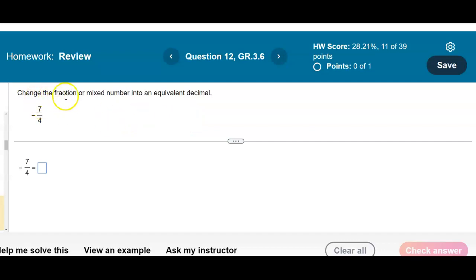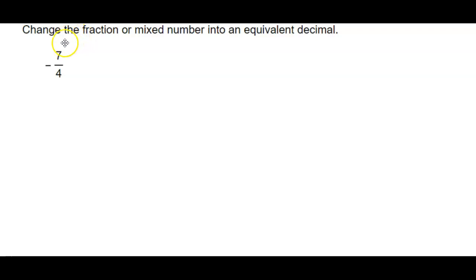In this question, we want to change the fraction or a mixed number into an equivalent decimal, and this is -7/4. So whenever we want to convert this into a decimal, first we need to make sure that the number is going to be negative. So the first thing we're going to do is take 4, which is the denominator or the divisor, and then we're going to divide it into the numerator or dividend, which is 7.